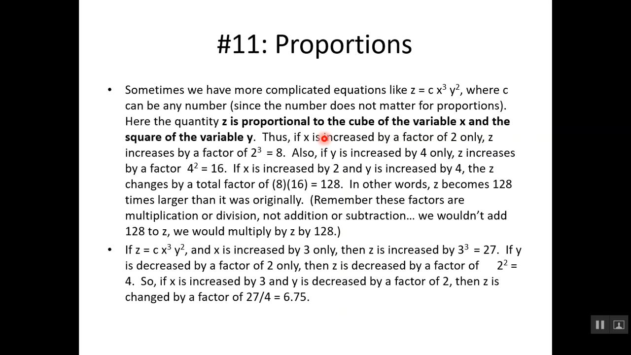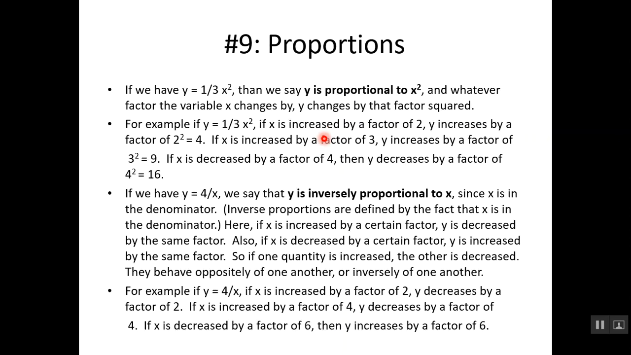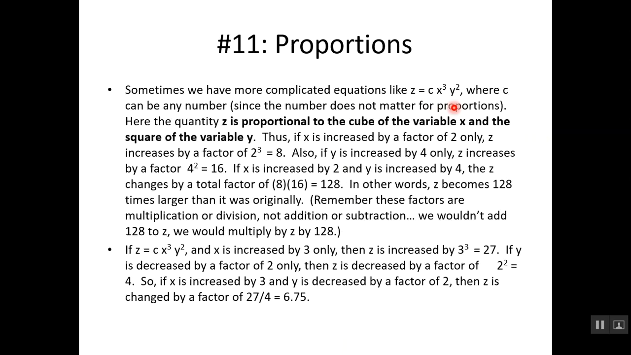We did examples on Tuesday of basically just one variable, like 4 divided by x cubed, and 1/3 times x squared, things like that. But you can actually do more complicated proportions, and these also come up in physics from time to time, where some quantity, say z, depends on both x and y. So it depends on 2 variables, not just one. The question is, how do you figure out how proportions work for these more complicated cases where you have 2 variables that z depends on?